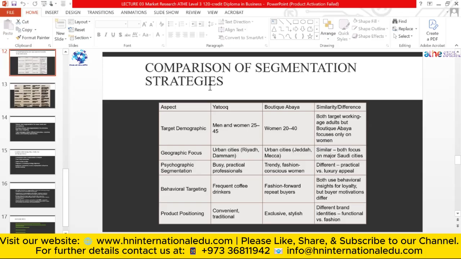Geographic focus: urban cities, only Riyadh and Dammam for Yatuk. Boutique is in Jeddah and Makkah. Both are working on urban cities, but their selection of city is different. The country is the same, but the cities are different. Similar, both focus on the major Saudi cities.